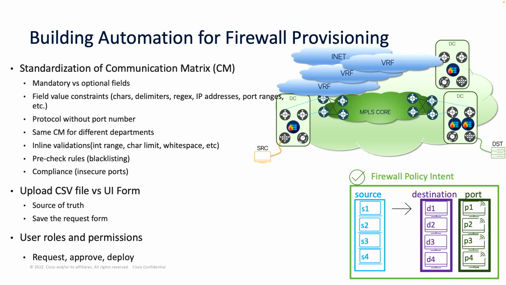Last but not least, we need to consider the user roles. In the firewall world, there is a requester who is filing the intent. There is some person who is approving this change management task. And there is a person who's deploying these changes onto the network. They all have different roles, and they need to interact with the system in some way.